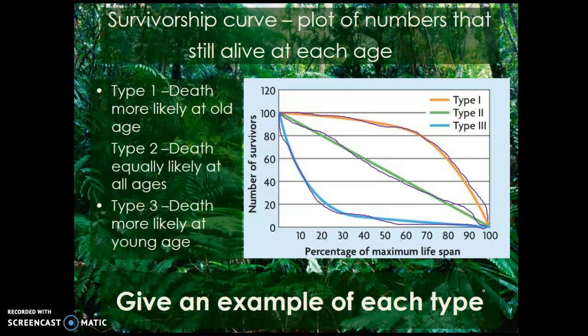So these are going to be species that produce a lot of offspring at one time, but a lot of them do not make it to adulthood. So maybe species of fish, frogs, even maybe like mussels living in the ocean, insects, mosquitoes, for example. These are all going to be your type 3 survivorship curves.